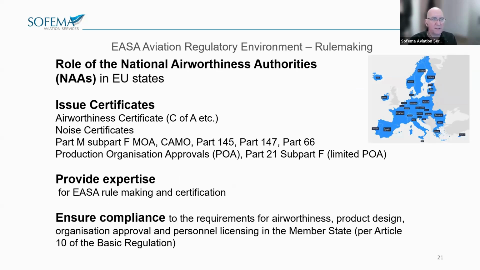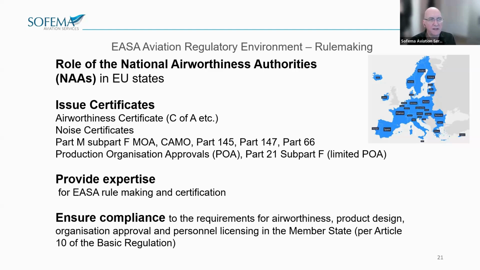The national airworthiness authorities in the EU states also have a role to play in the regulation of aviation in Europe. Their function is to do some of the things that the EASA used to do, such as issue certificates, airworthiness certificates, C of A, etc., noise certificates, approve and issue certificates for organisations such as Part M, Part 145, which is maintenance, Part 147 training, and Part 66 engineer licensing. Issue production organisation approvals and also Part 21 approvals. And these are done following a strict set of rules laid down by EASA.